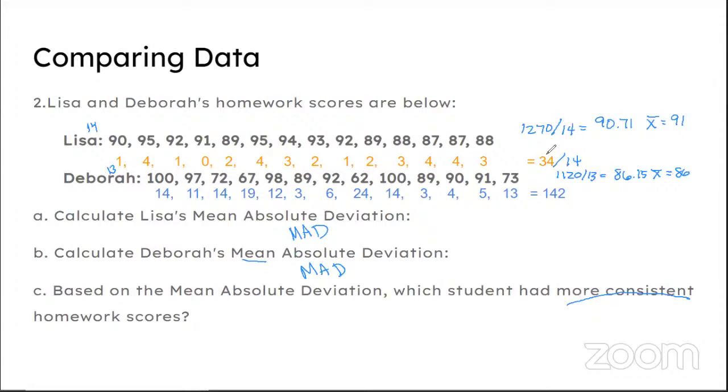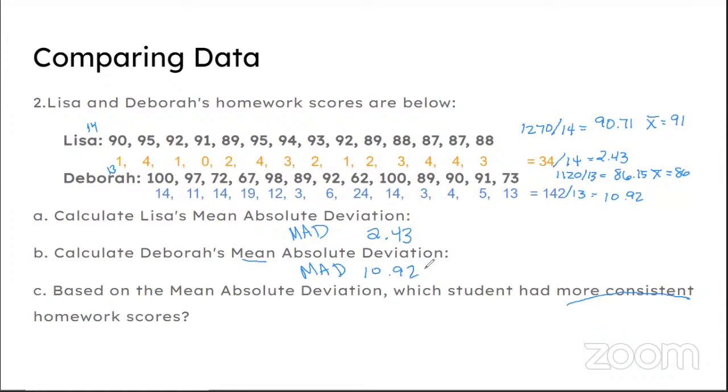So how do we do that? We add it up and we divide by how many there are. So 34 divided by 14 is 2.43. And then 142 divided by 13, because remember there's only 13 grades in that one, is 10.92. So let's see, calculate Lisa's mean absolute deviation. It was 2.43. Calculate Deborah's mean absolute deviation, 10.92.